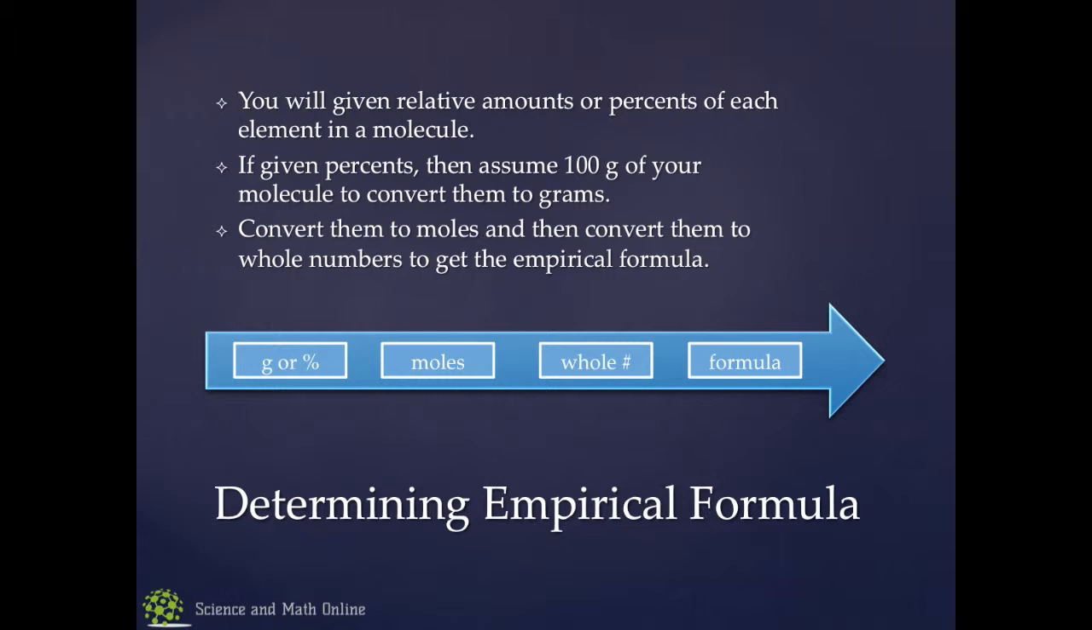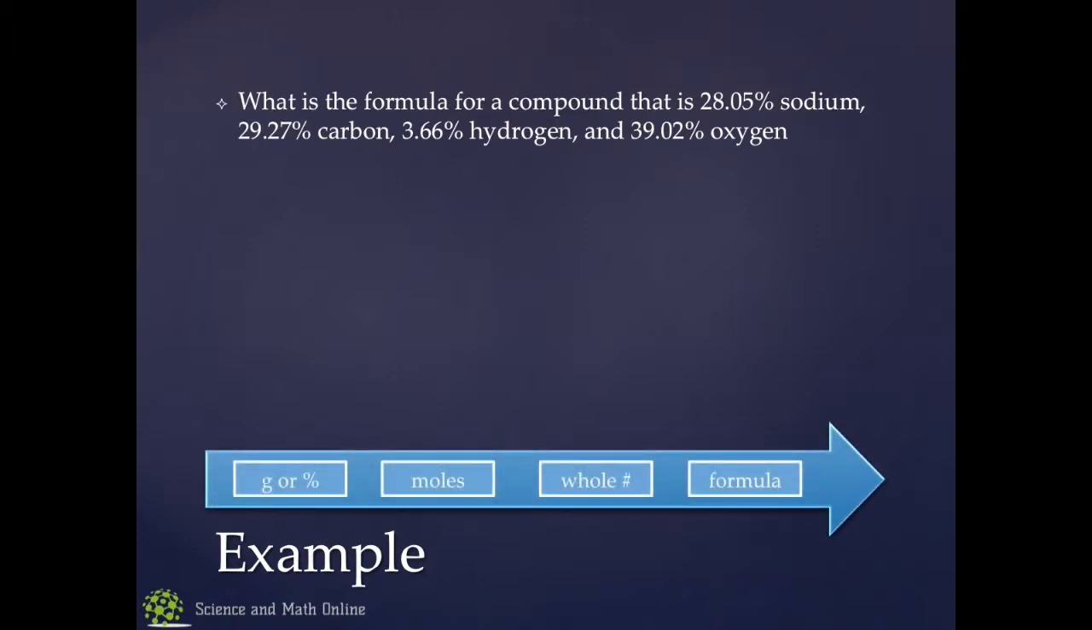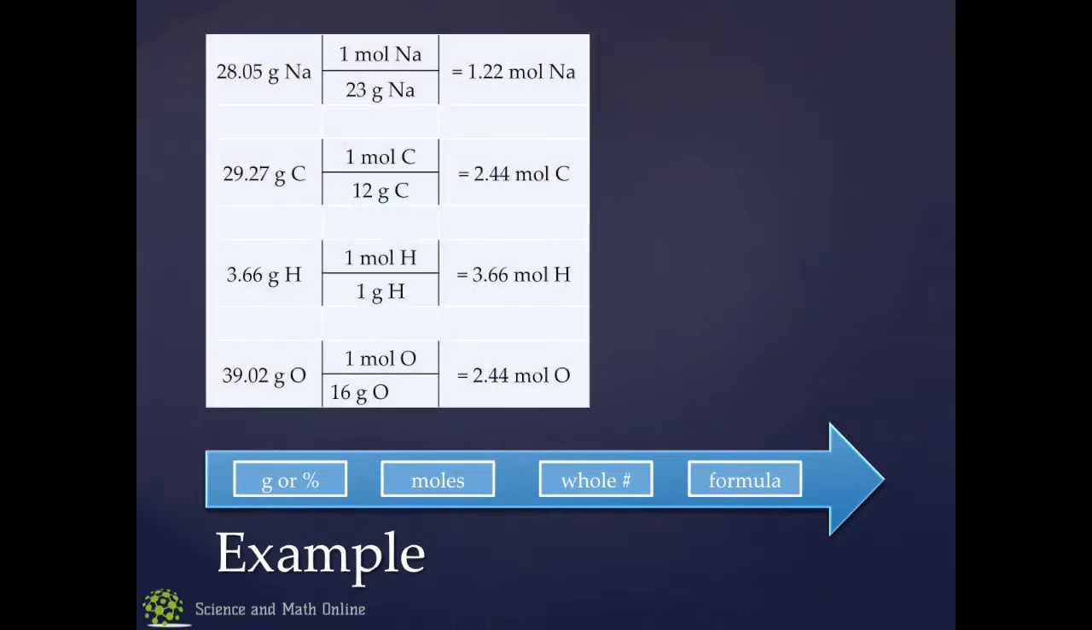Mathematically, this looks a lot uglier than it really is. All right, so let's look at an example. What is the formula of a compound that has these percents? So we've got sodium, carbon, hydrogen, and oxygen. We're given percents of each. So first thing we've got to do is turn those percents into grams, and then convert those to moles. So doing basic mole conversions here, grams to moles, until we convert all of them to moles using molar masses.